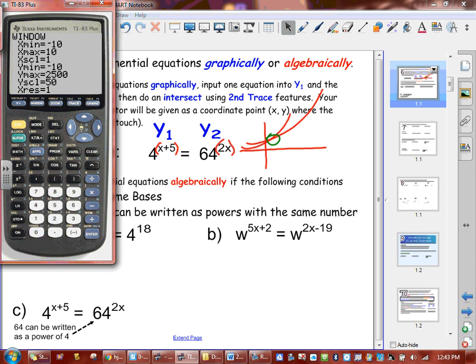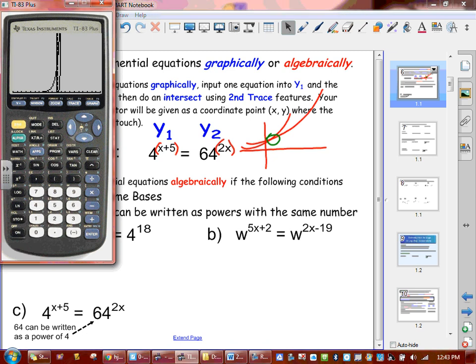Okay? Now we're going to see where they touch. At 2,500, they touch way up there. Okay? So I'm going to go second trace, number 5. I want an intersect, and I enter 3 times. It's thinking. It's going to give me x is 1 for 4096. Okay, so 1 and 4096 is where they touch.